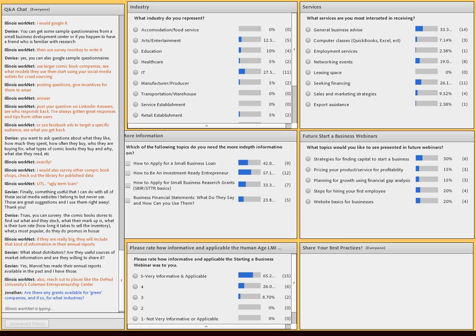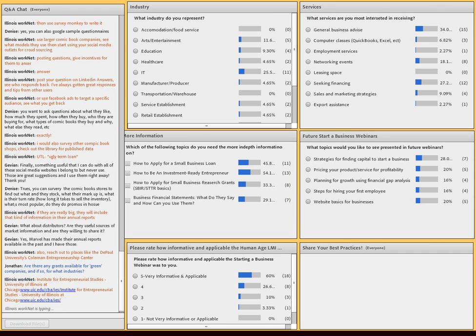Green companies, and if so, for what industries? That would generally... Why don't you go ahead? Okay, I know at UIC, there's the Institute for Entrepreneurial Studies, and they have an Illinois Small Business Development Center and an entrepreneurship center there, and they have a focus around sustainable green businesses, and there are some grant money available to help businesses in that area. So you do have to be a green business. That would be my recommendation, is to check with them.